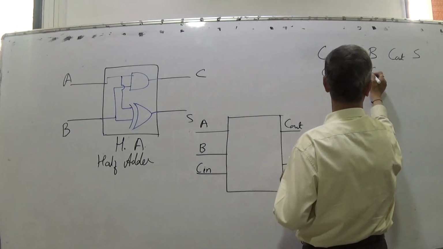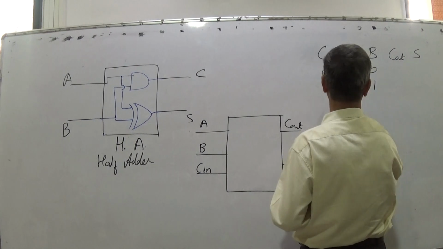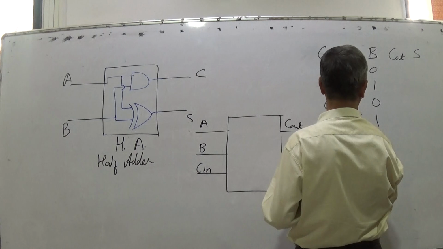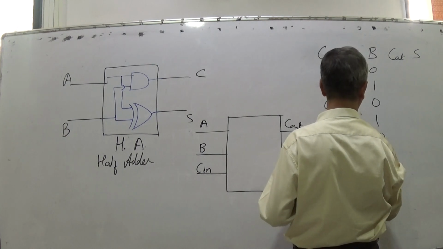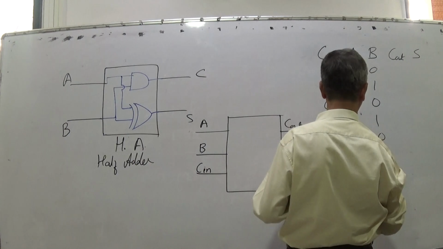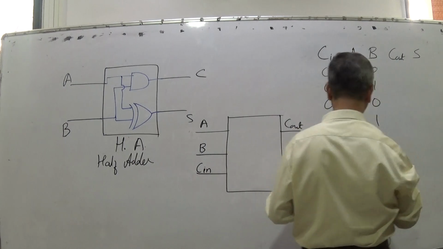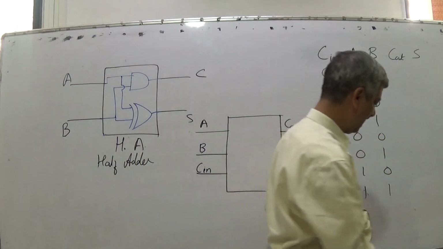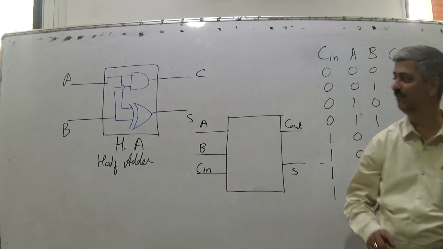0 0 0, 0 0 1, 0 1 0, 0 1 1, 1 0 0, 1 0 1, 1 1 0, 1 1 1. So it is very simple. You have to simply add and tell what it should be.